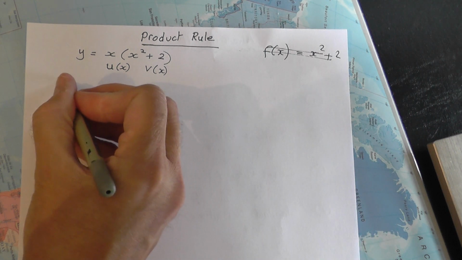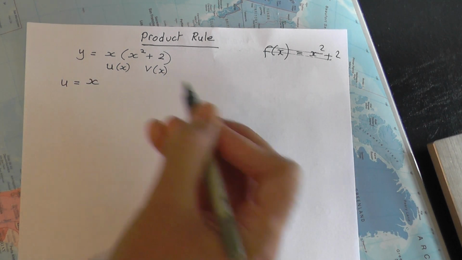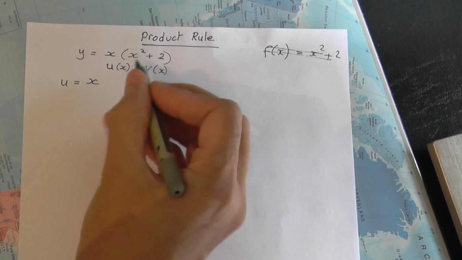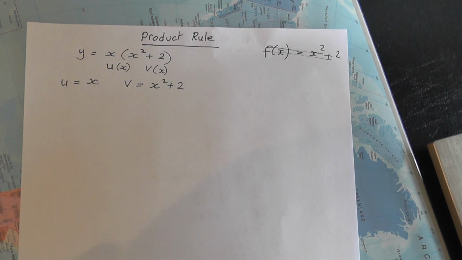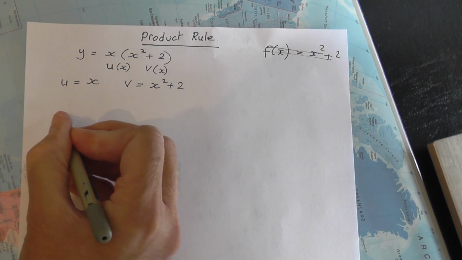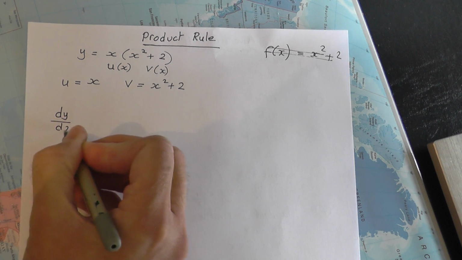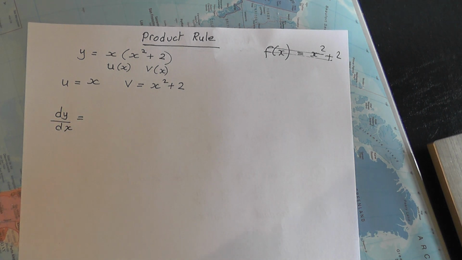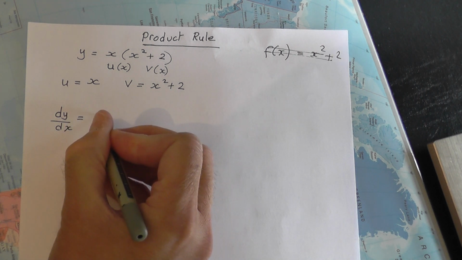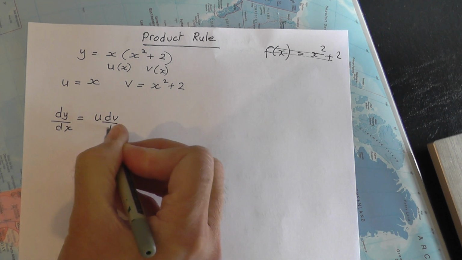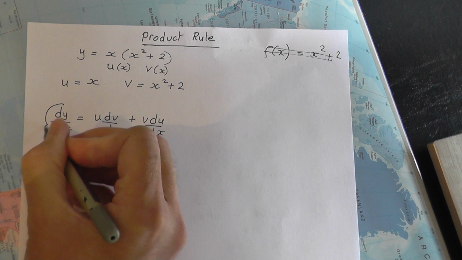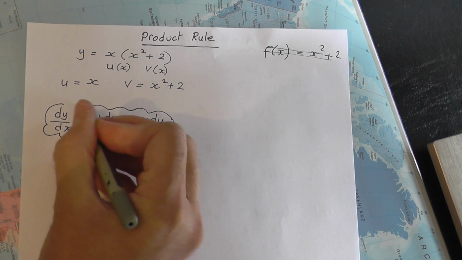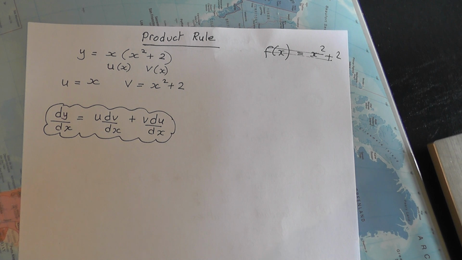So in other words, in this question, u is x, the first thing, and it multiplies by the second function, which is v. And in this case, v is x squared plus 2. Now what we need to use the product rule is this. The product rule can be proven from first principles, but you don't need to prove it, you just need to learn this formula: dy by dx is u multiplied by dv by dx plus v multiplied by du by dx. That formula needs to be learnt off by heart and applied every single time you have a product of functions.